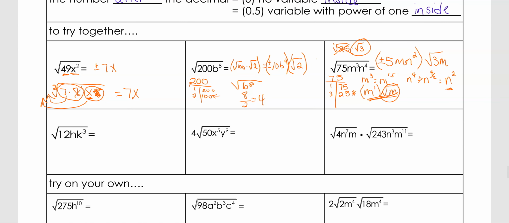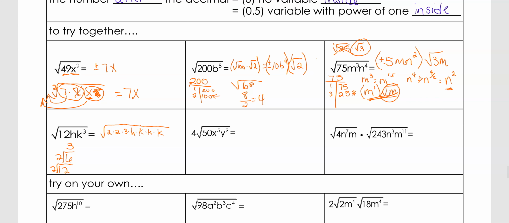All right, the next one we're going to do is 12hk to the 3rd. So again, we're going to factor 12. And so this time what I'm going to do is the prime factorization of 12 and the prime factorization of everything else. So 12 divided by 2 is 6, divided by 2 is 3. So 12 is 2 times 2 times 3. We have 1h, and we have 3 k's. Okay? So for the prime factorization, the variables might be easier.